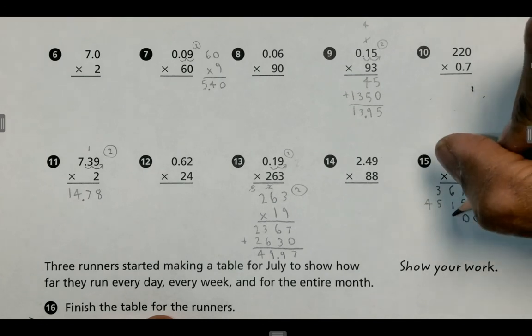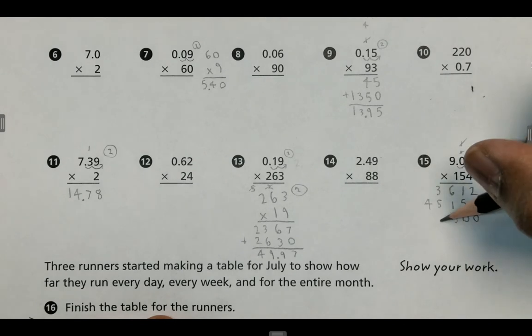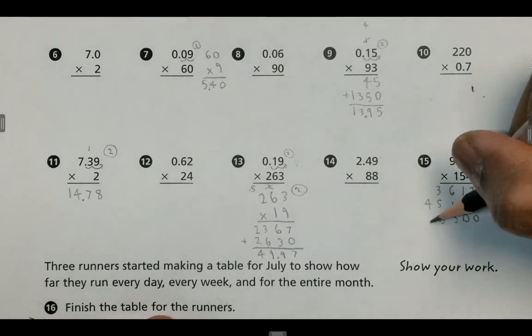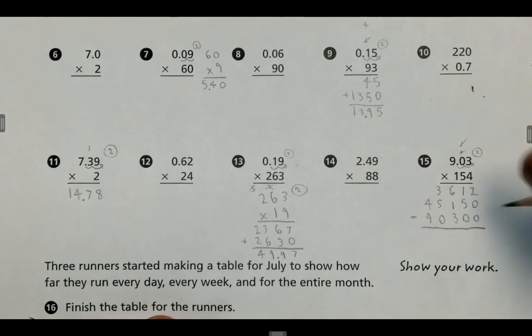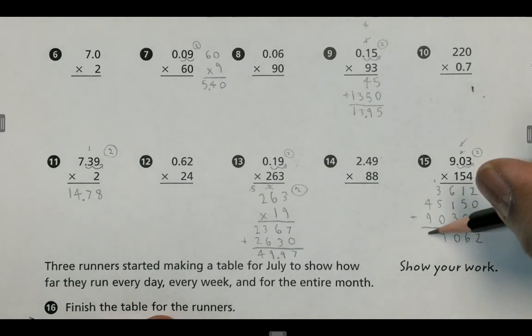1 times 3 is 3. 1 times 0 is 0. 1 times 9 is 9. Add them up. 2 and 0 is 2. 1 and 5 is 6. 6 and 1 is 7. Plus 3 is 10. 0 comes down, 1 gets carried. 1 and 3 is 4. 4 and 5 is 9. And finally, 4 and 9 is 13.